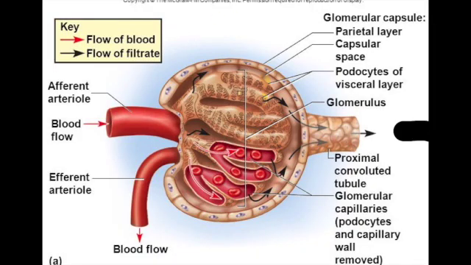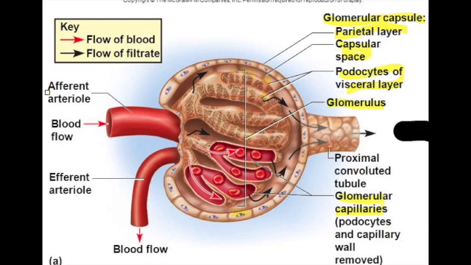This picture is a picture of the renal corpuscle. The renal corpuscle consists of the glomerular capsule and the glomerulus. The glomerular capsule consists of parietal layer, capsular space, and podocytes of the visceral layer. The glomerulus accounts for the inside of the glomerular capsule, right over here. And the glomerulus consists of glomerular capillaries.